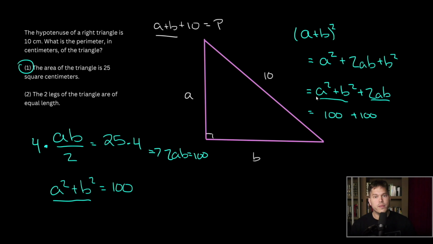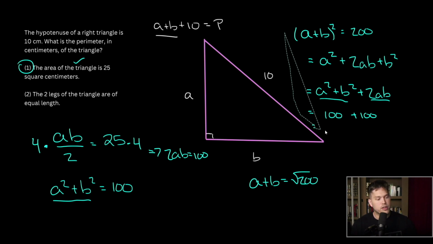So all in all, what do we have? We have (A plus B) squared is equal to 200. And that tells me that if I take the square root, then A plus B is equal to the square root of 200. Therefore, statement 1 alone is sufficient, is enough information to answer this question. Now let's look at statement 2.